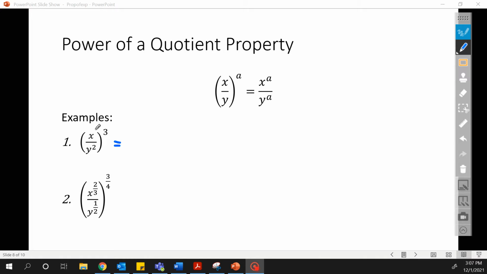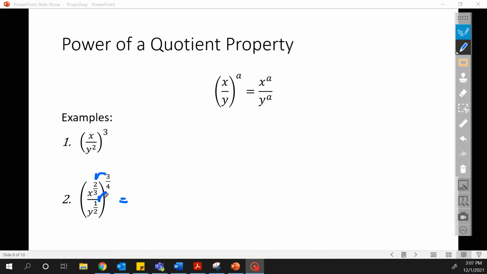So for number 1, we have an x to the 1 in the numerator, a y to the second in the denominator, and each of those exponents get multiplied by 3. So x to the 3rd and y to the 6th, because 3 times 2 is 6. For number 2, very similar. We have x to the 2/3 in the numerator, y to the 1/2 in the denominator, and then we have a power of 3 over 4 on the outside.